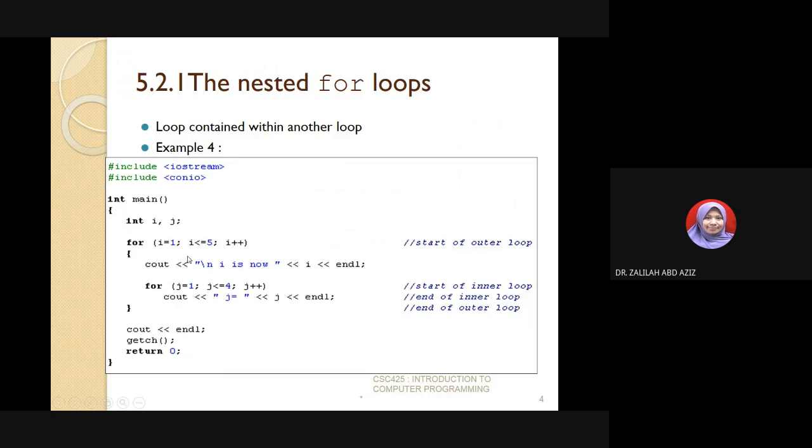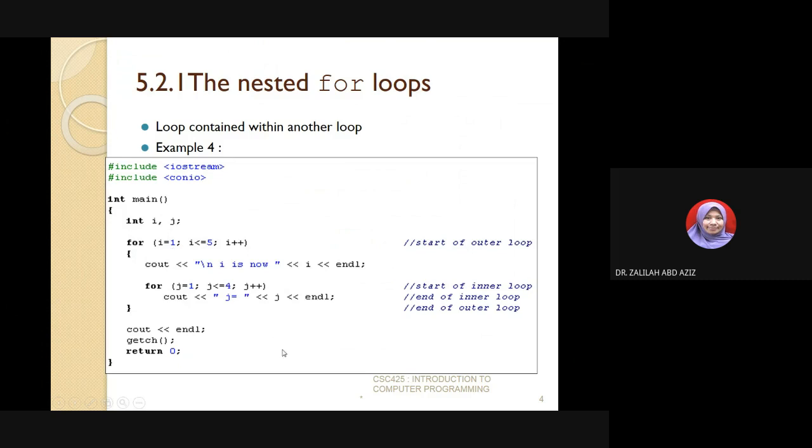So nested loop works such that it completes the inner loop first. Mula-mula kita panggil the outer loop. If the condition is true, the loop will execute. And then if it finds the inner loop, the inner loop will iterate, will continue looping until it finishes. Then only we will repeat the second iteration for the outer loop.